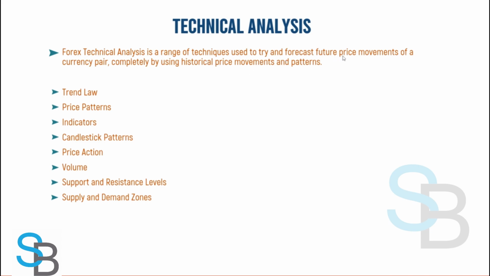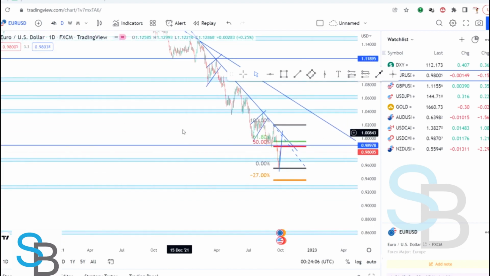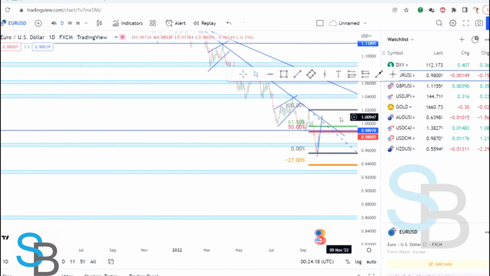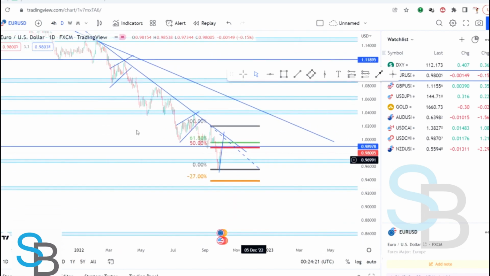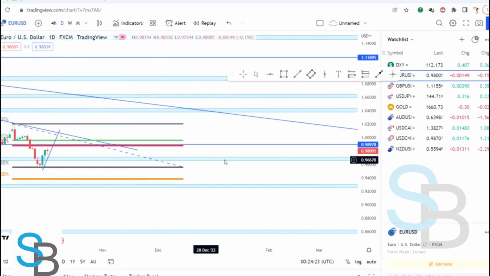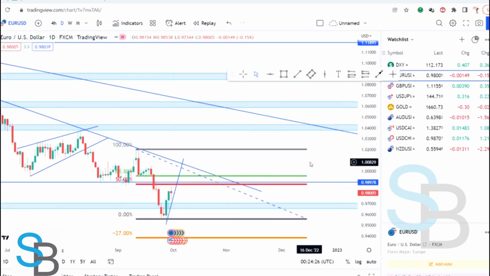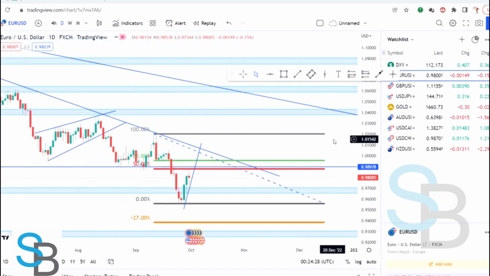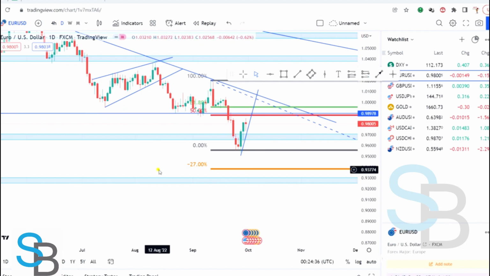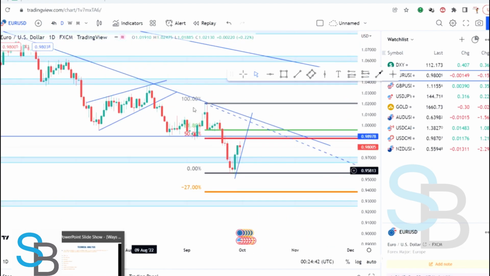Technical analysis is a range of techniques used to try and forecast future price movements of a currency pair completely by using historical price movements and patterns. Technical analysis is basically traders analyzing the forex chart, to look at prices, to look at price action, that's the action of price, to look at volume, to look at sentiments, and so on and so forth. When traders do this, they partake in what is called technical analysis. So we use technical analysis to actually determine what price will do.